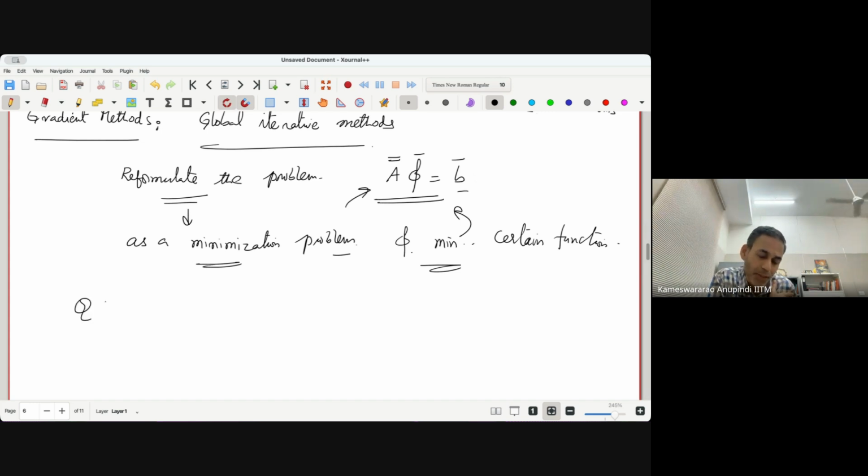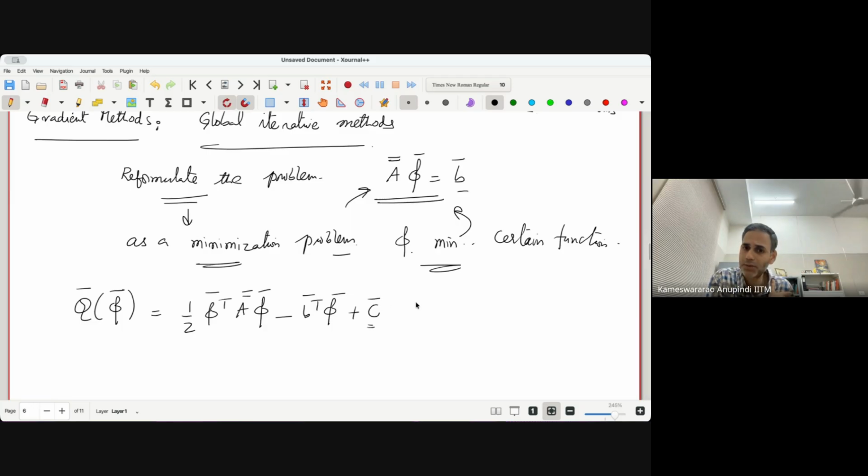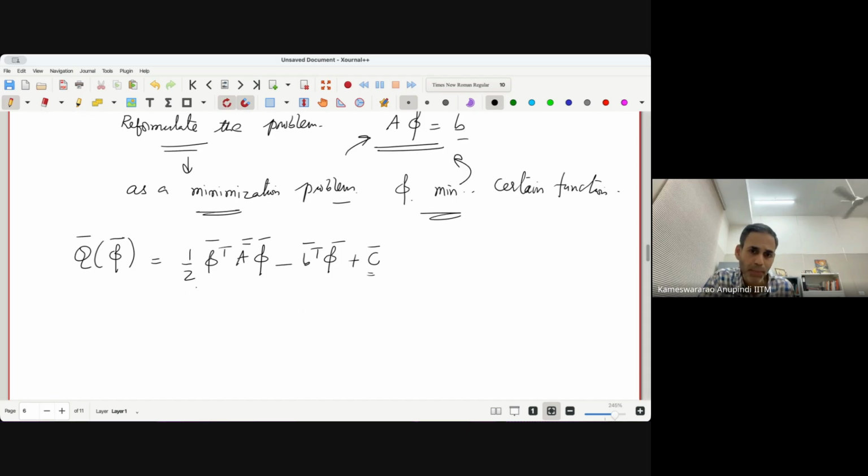So they're going to construct something that is known as Q as a function of phi, which is equal to half of phi transpose A phi minus B transpose phi plus C. So this is what the method basically constructs. But we know that each of them is actually a vector or matrix: phi is a vector, A is a matrix, B is a vector, and C is a scalar value.